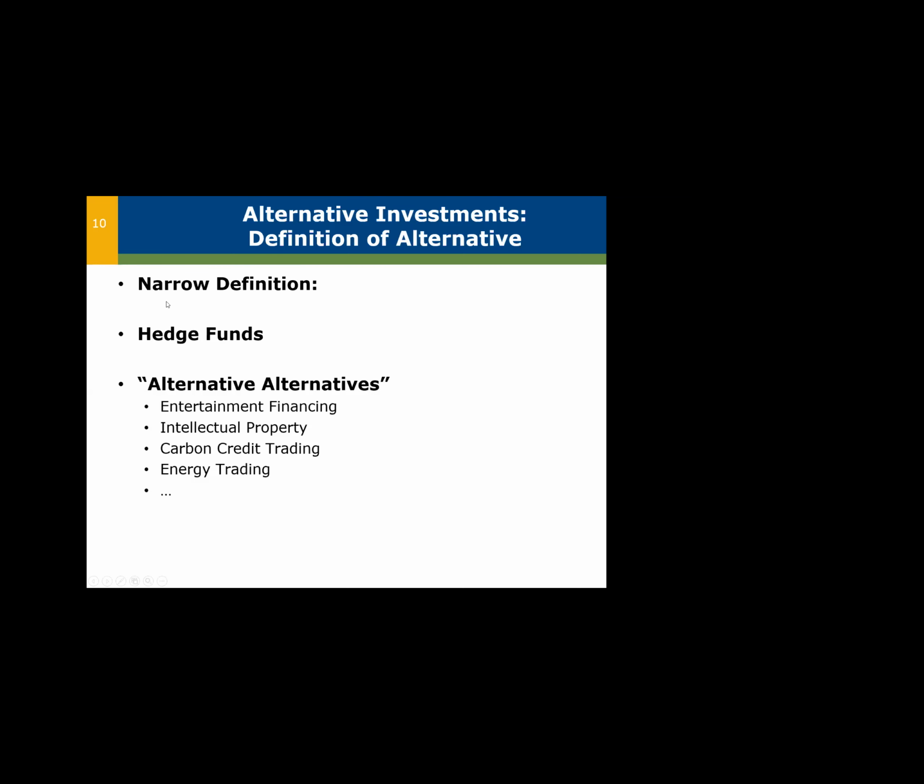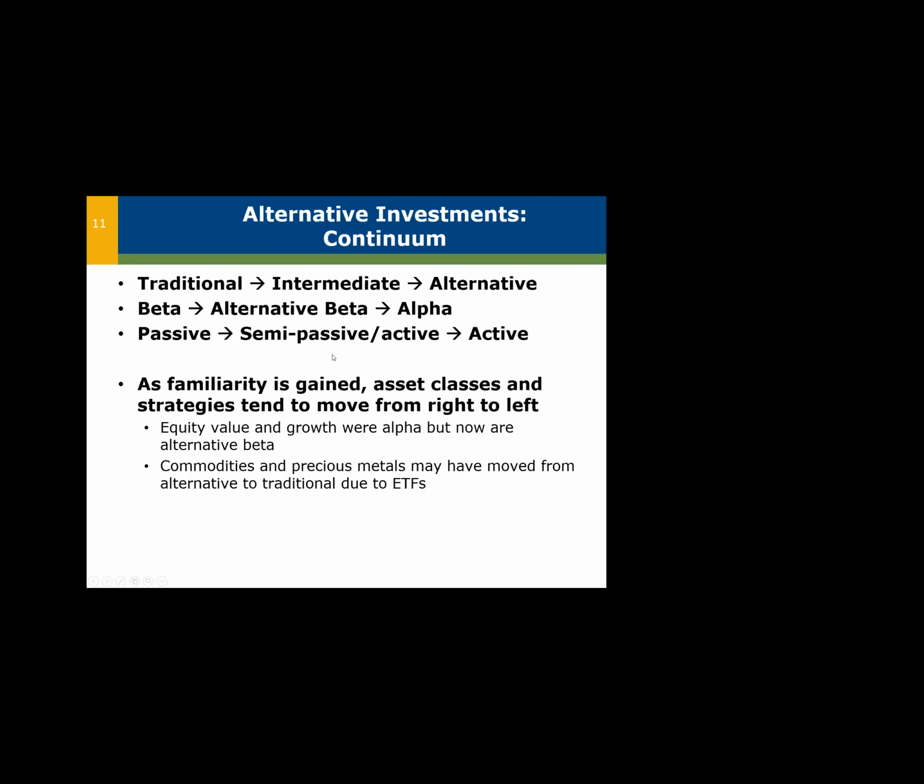And then there's a more narrow definition when people say alternatives. Sometimes they just mean hedge funds. And just to give you some insight on what's the distinction between an alternative investment and a traditional investment. So it's not so black and white. It's more of a continuum, and there's different ways to express that continuum. So one way is that there's traditional asset classes, then there's kind of an intermediate state, and then there's alternative assets. You could also classify it as beta, alternative beta, alpha, or passive, or semi-passive to active.